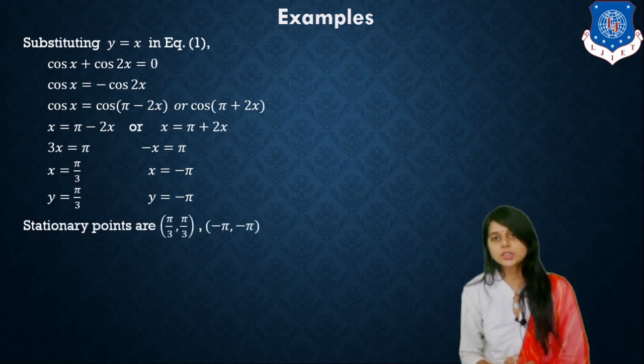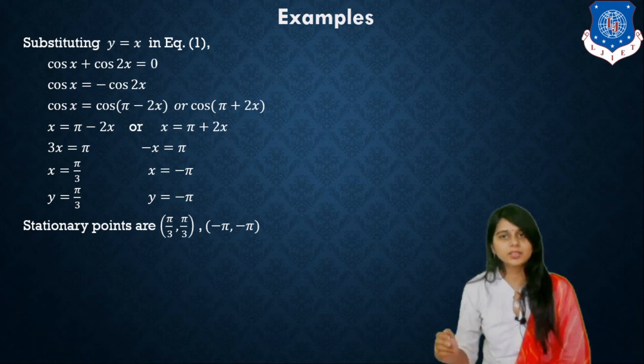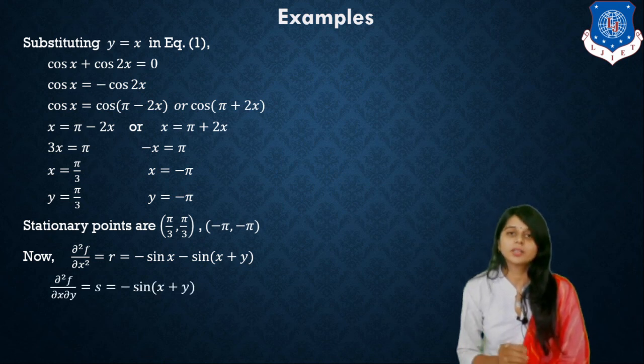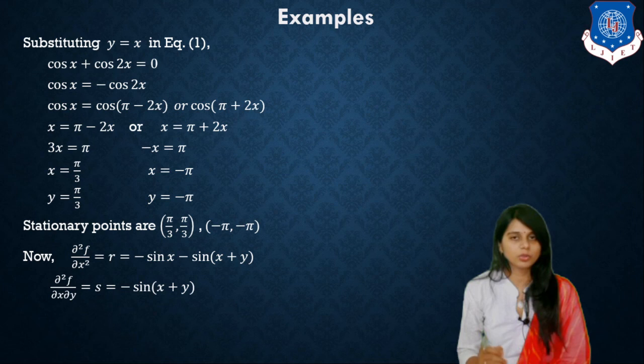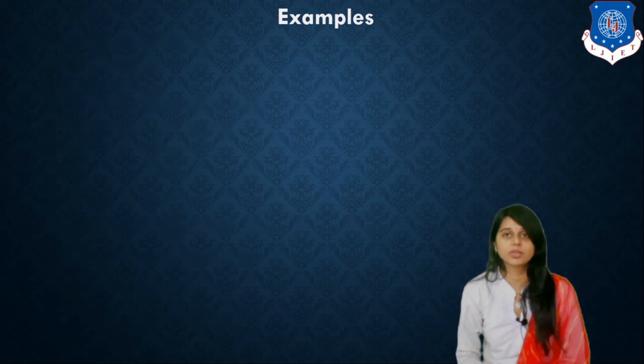So what is our stationary point? There are 2 points, because we took the condition x equal to y. So x is pi by 3, then y is pi by 3. If x equals minus pi, then y equals minus pi. Now find del square f upon del x square equal to r, which is minus sin(x plus y) minus sin x. Del square f upon del x del y equal to s equals minus sin(x plus y). Del square f upon del y square equal to t, which is minus sin y minus sin(x plus y).